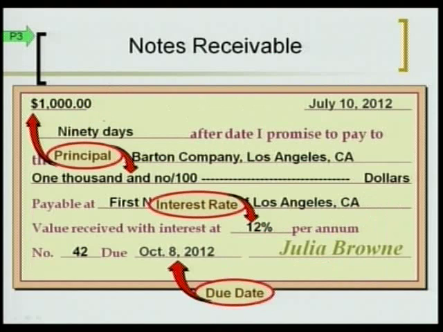The principal amount is the base amount, $1,000. Now the interest rate is stated there, and it's usually always stated per annum, which means an annual interest rate, and then you have the due date on there.